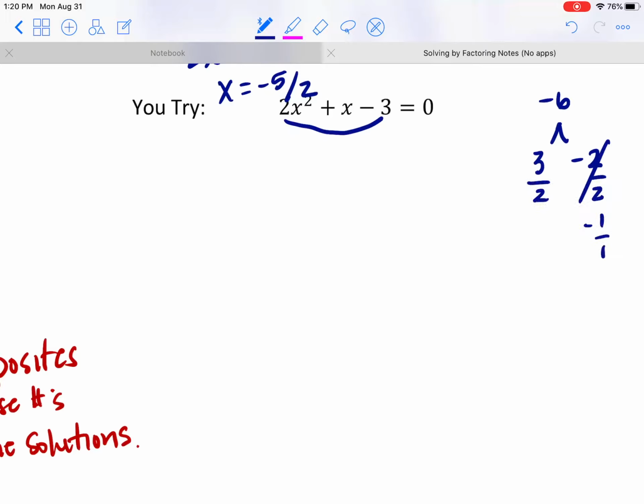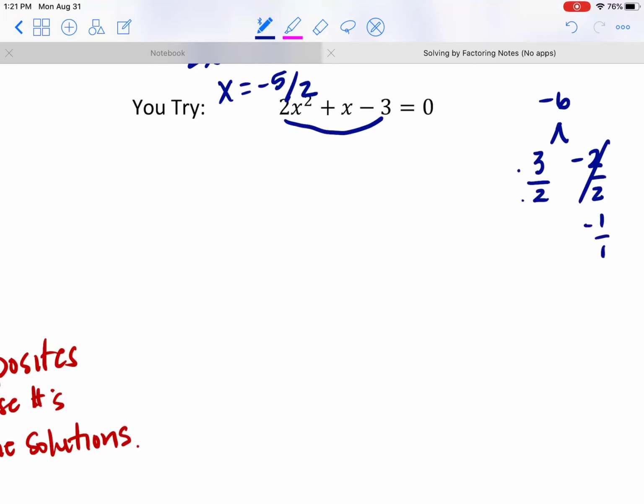This reduces. And so now I can see my solutions are going to be the opposite of 3 over 2, which is negative 3 over 2, and the opposite of negative 1, which is positive 1. So that's how quickly we could get the two solutions to that equation. Now, if you don't want a shortcut, that's totally okay. We want to finish factoring this out.